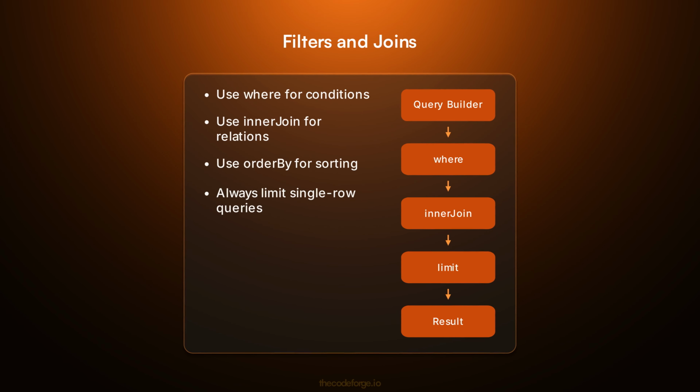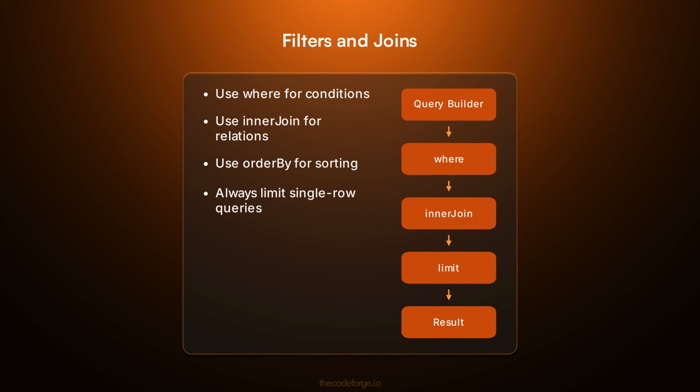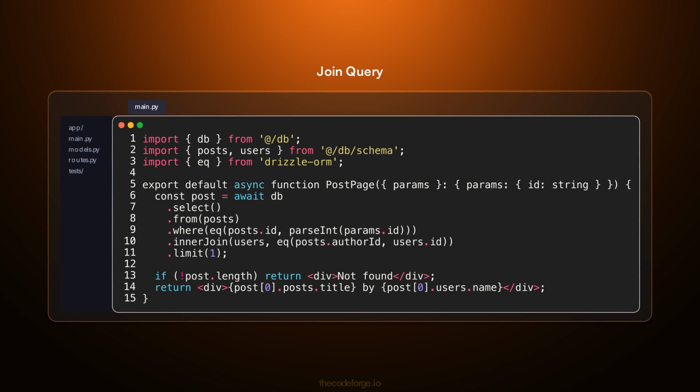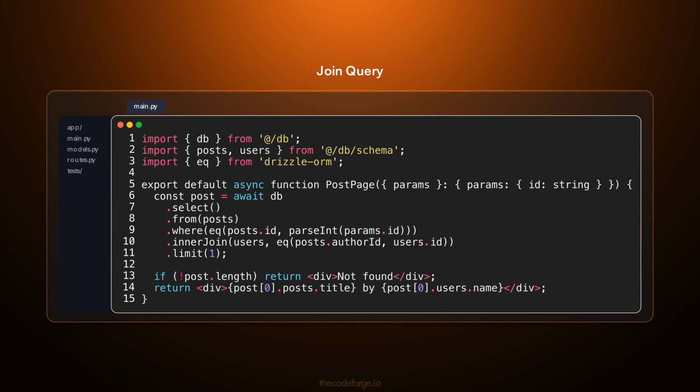Drizzle's query builder supports complex queries with filters, joins, and aggregations. Use where for conditions, innerJoin for relations, and orderBy for sorting. The API is SQL-like but fully typed. This query joins posts with users to get the author name. Always limit queries when expecting a single row to avoid unnecessary data transfer. Add indexes on columns used in where and join clauses.